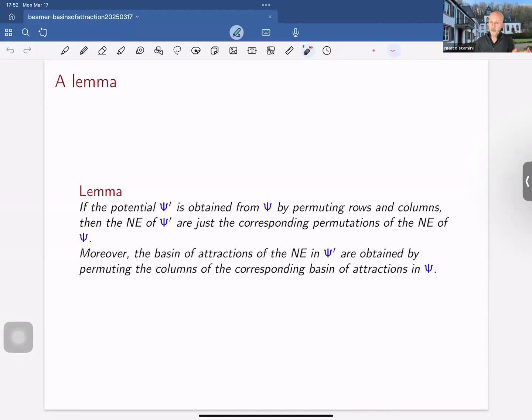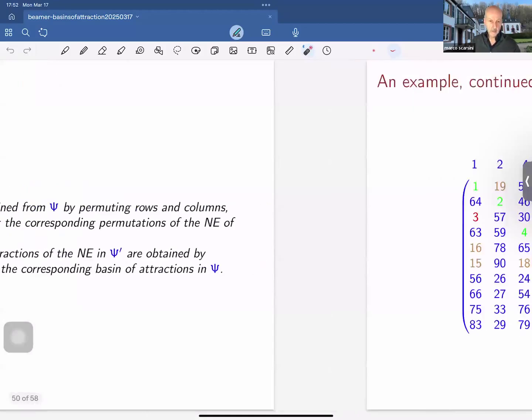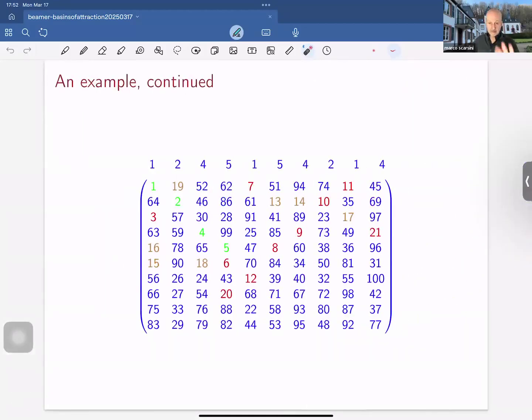Moreover, the basins of attraction of the Nash equilibria in psi prime are just obtained by permuting the rows and columns of the basins of attraction in psi. Okay, so that's the first result. It's not very difficult to prove, but it's quite relevant. So this is the same matrix that I showed you before, where I suitably permuted the rows and columns. You remember, one was about here. So I permuted rows and columns so as to put one here. Then I permuted rows and columns so as to put two here. 3, I cannot do anything about that because it was in the row of 1. Then I permuted rows and columns so as to put 4 here, etc.